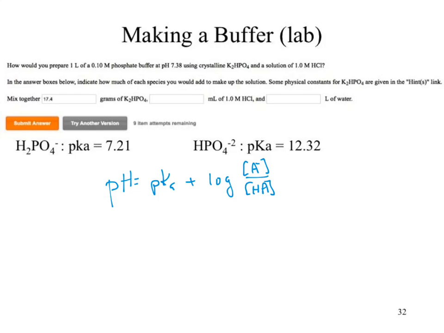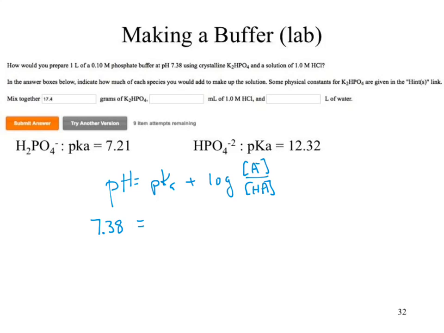pH. How many pH values did they give you? 1. That's nice. Okay, our pH value, where is it? 7.38. Our 7.38 needs to equal our pKa plus the log of A minus over HA. Problem that we run into, what's A minus, what's HA? Why is that going to be important? Because that's going to determine which pKa you're looking at.